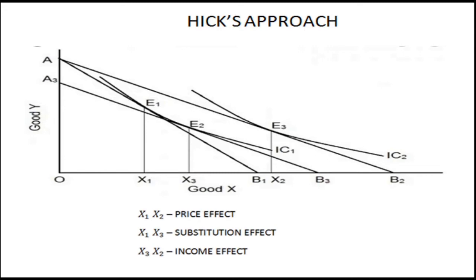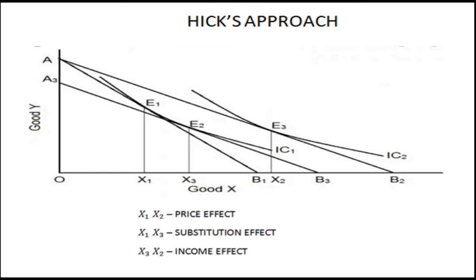Okay, so now you will see the movement from E1 to E3. The movement from E1 to E3 is due to the price effect, because the consumer moves from the E1 to the E3 commodity bundle because of a reduction in the price of good X.